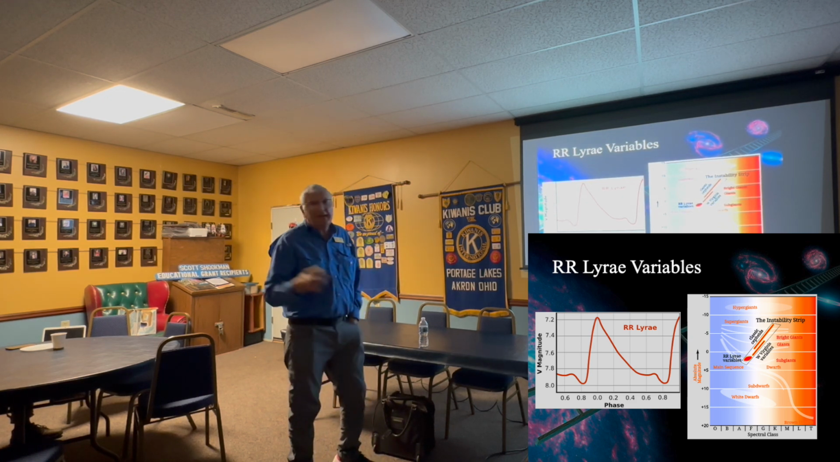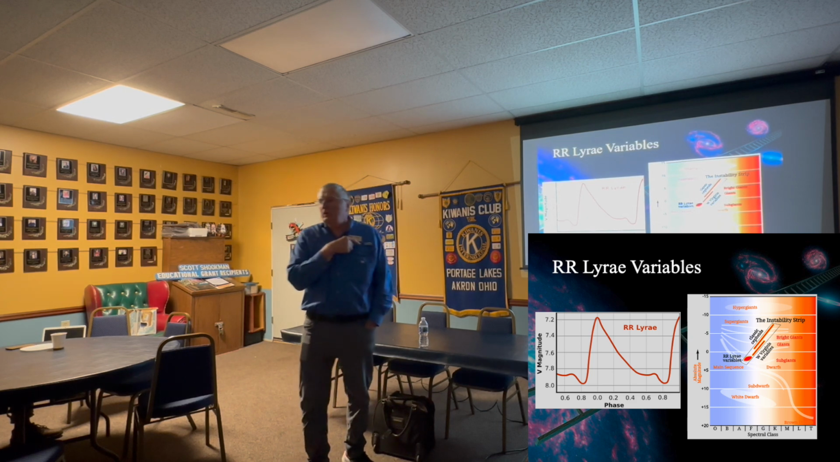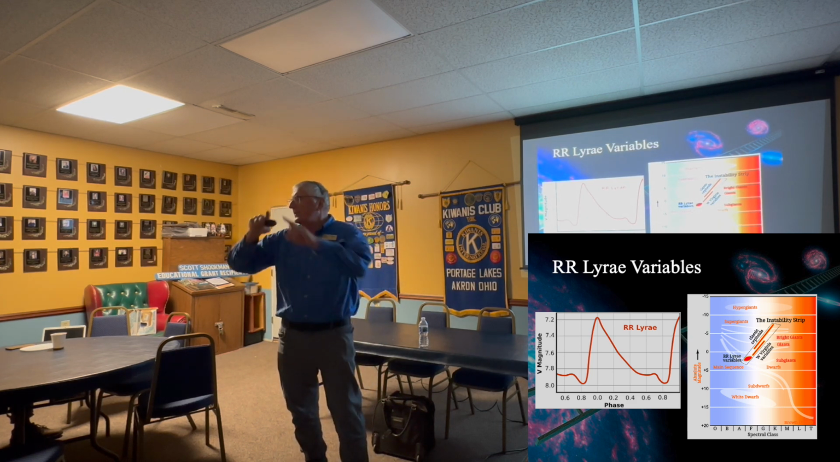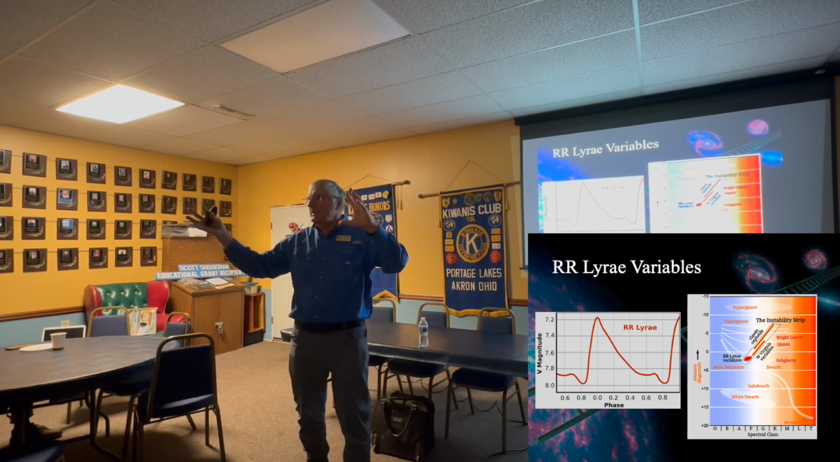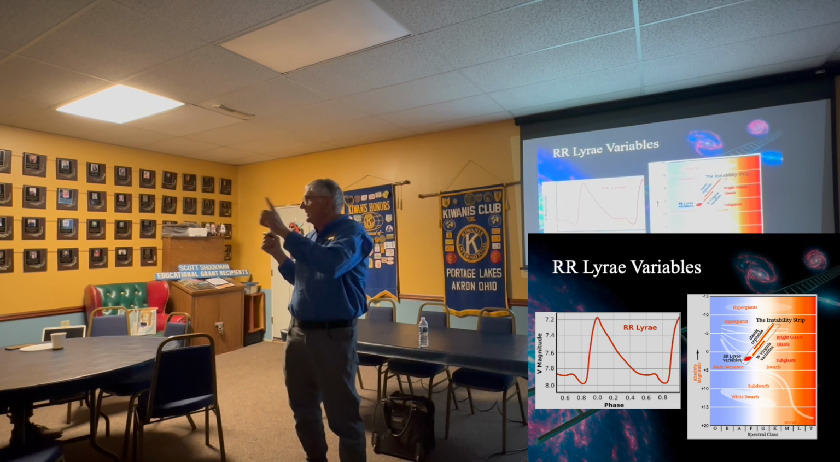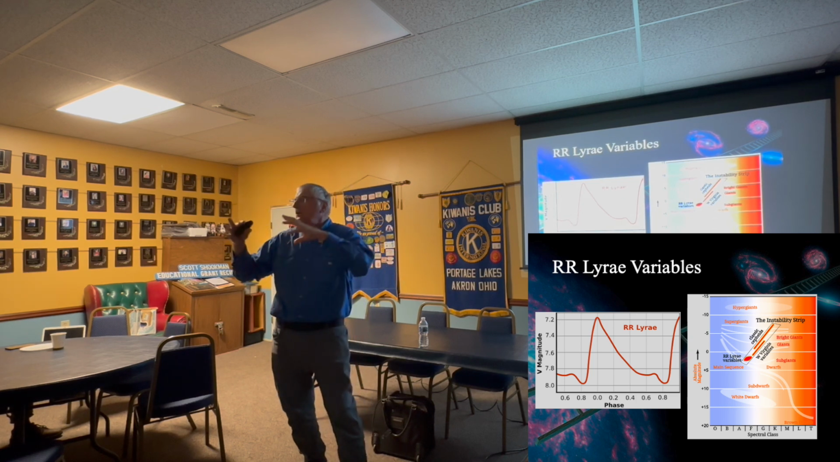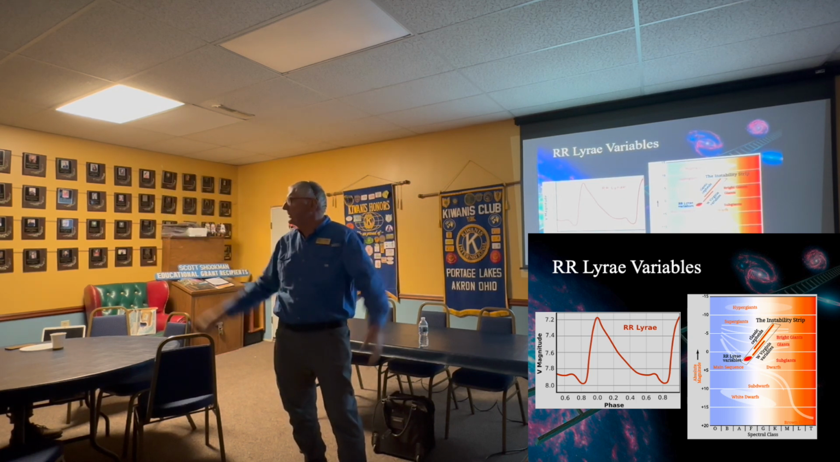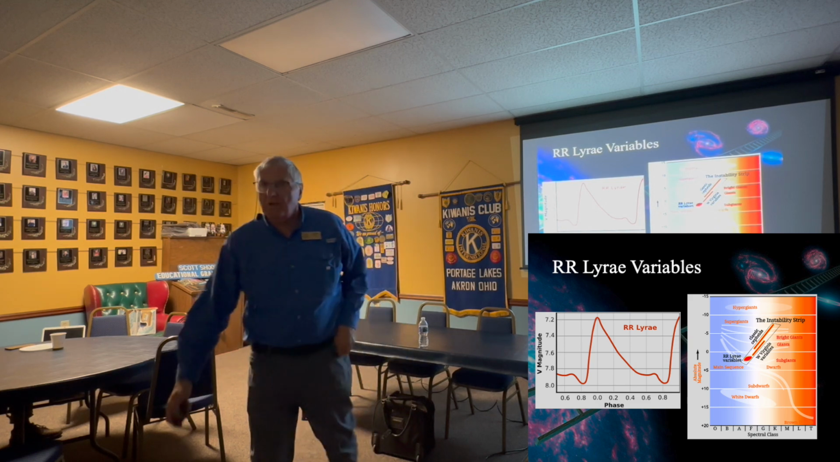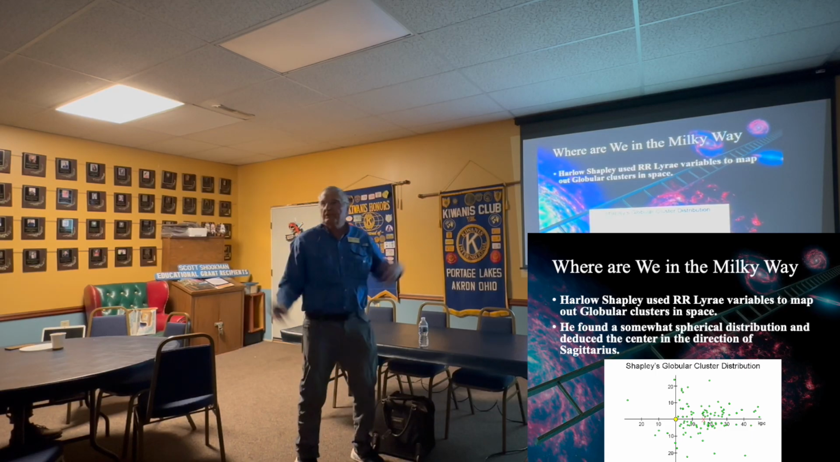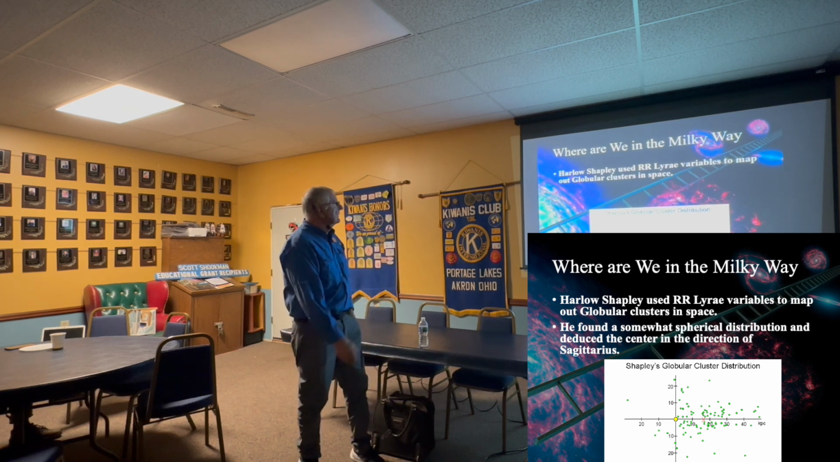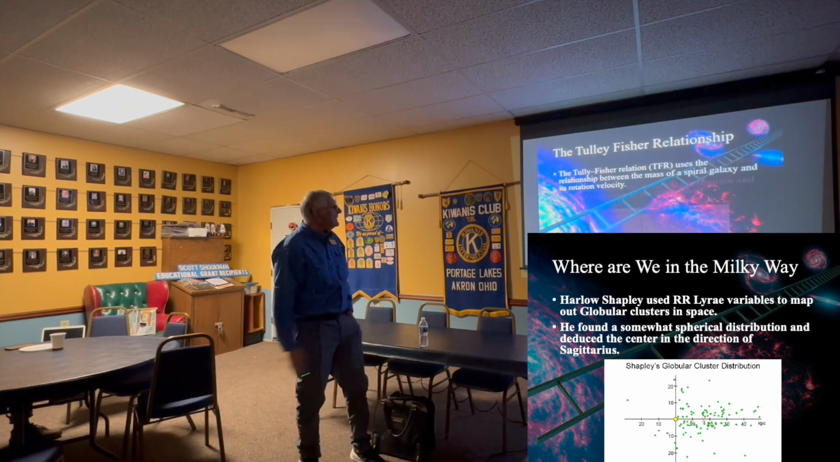In fact, that's what Heber Curtis used to look at the globular clusters around the Milky Way galaxy to, number one, figure out where the center of the galaxy is, and also, number two, to figure out how big the Milky Way is. He was using RR Lyrae variables. And so that's what he did. These are his locations for distances, and there's the center, and you can see that they're all kind of clustered around the center in space.